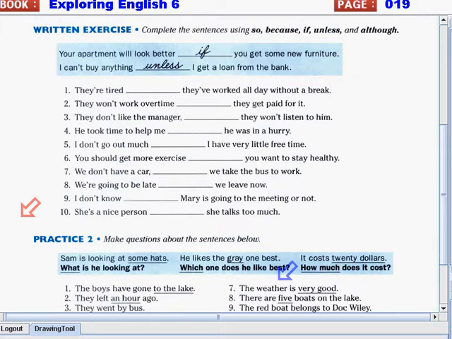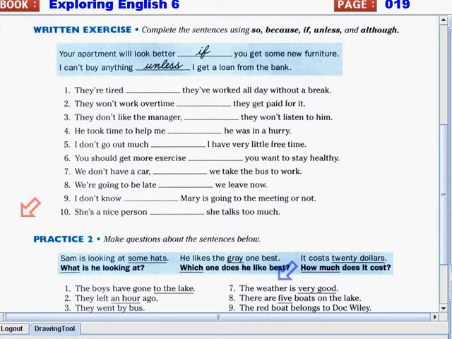Your apartment will look better if you get some new furniture. I can't buy anything unless I get a loan from the bank. They are tired because they've worked all day without a break. They won't work overtime unless they get paid for it. They don't like the manager, so they won't listen to him. He took time to help me, although he was in a hurry. I don't go out much because I have very little free time. You should get more exercise if you want to stay healthy. We don't have a car, so we take the bus to work.